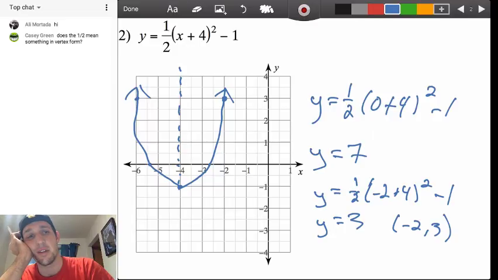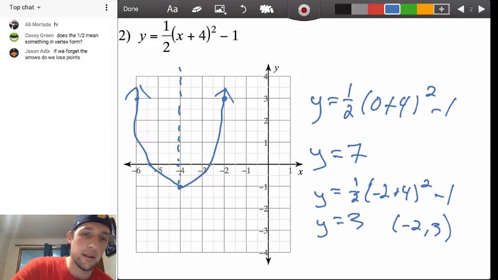Casey asked, does the 1/2 mean something in vertex form? Yeah, it would actually mean about the same thing in standard form. It's just kind of reducing the rate at which that graph is going up. Jason asked, if we forget the arrows, do we lose points? I'm going to try not to be that picky, but please remember, because the graph continues on forever, but no, I'll try not to be that picky.